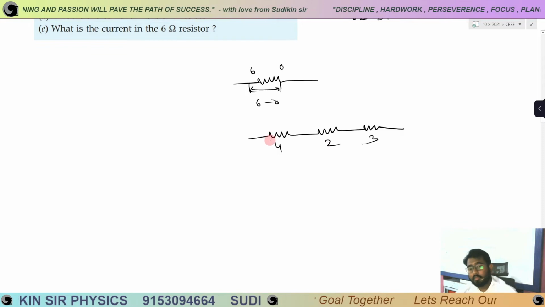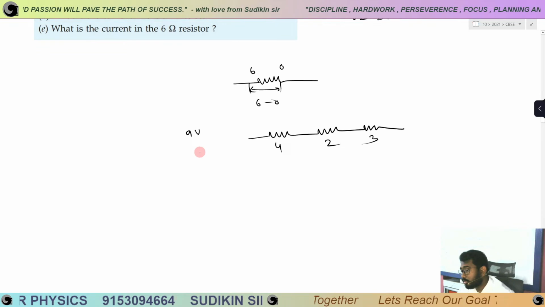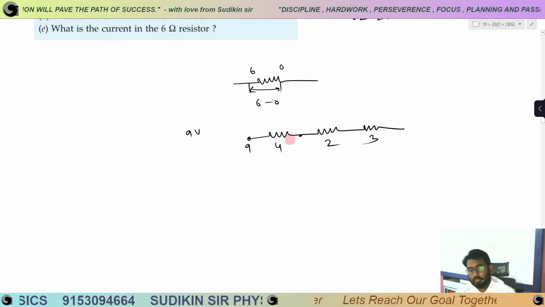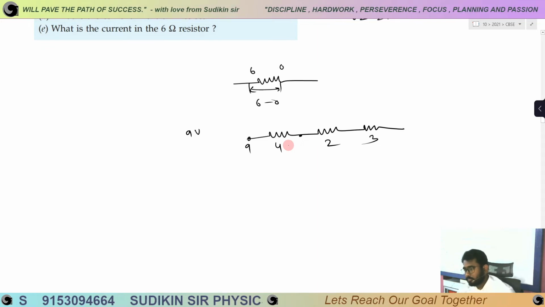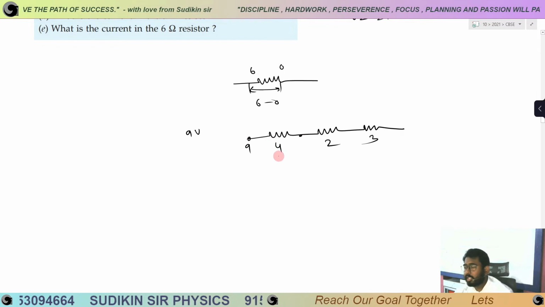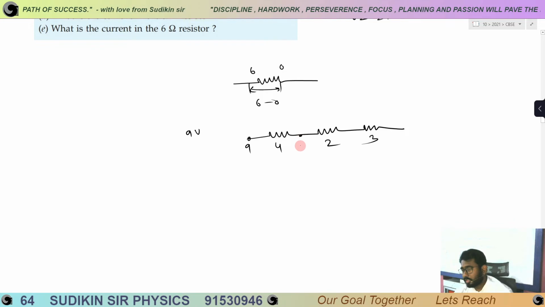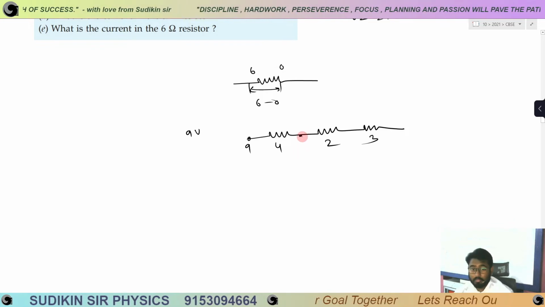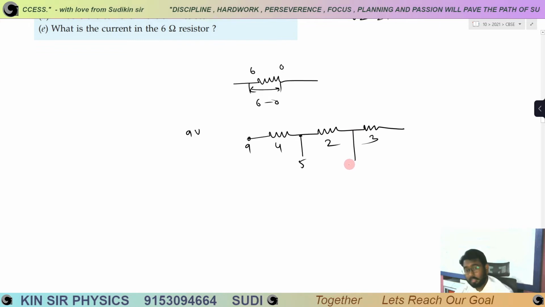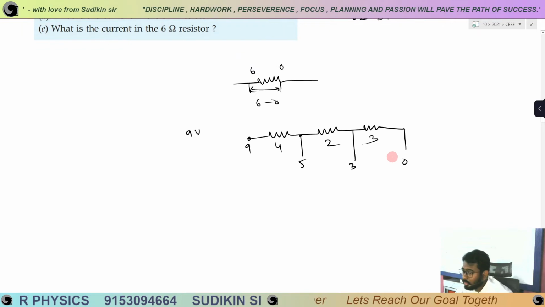Now we are giving them a supply of 9 volt. How much? 9 volt supply we are giving them. Now if this is 9, tell me what will be the voltage here? No. If it would have been 0, then the potential difference would be 9. What is the difference here? 4. Then what can be the voltage here? Tell me. 5, absolutely. What can be the voltage here? 3, good. Do you get the idea of potential difference?